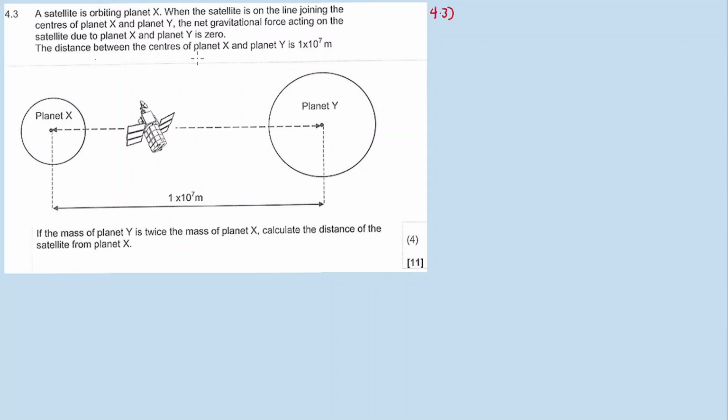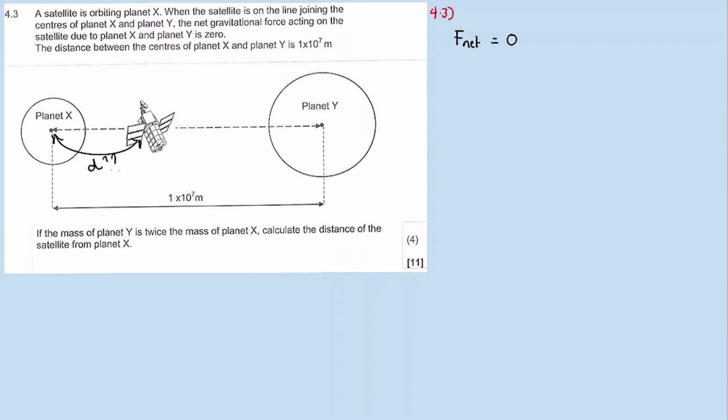The distance between the centers of planet X and planet Y is 1 times 10 to exponent 7. That's like a million. No, 10 million. Yeah, something like that, 10 million meters. If the mass of planet Y is twice the mass of planet X, calculate the distance of the satellite from planet X. So we want the distance from planet X all the way to the satellite. We want this distance. Okay, 4.3.